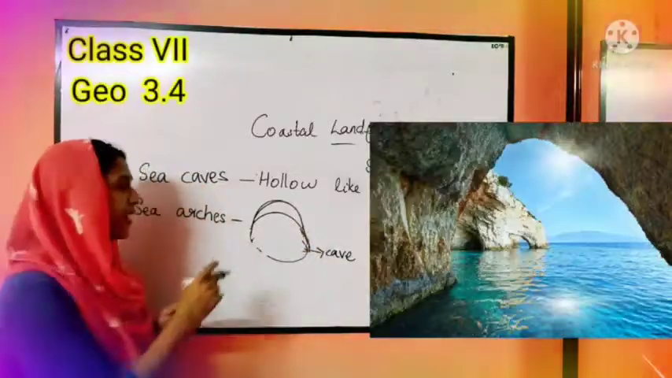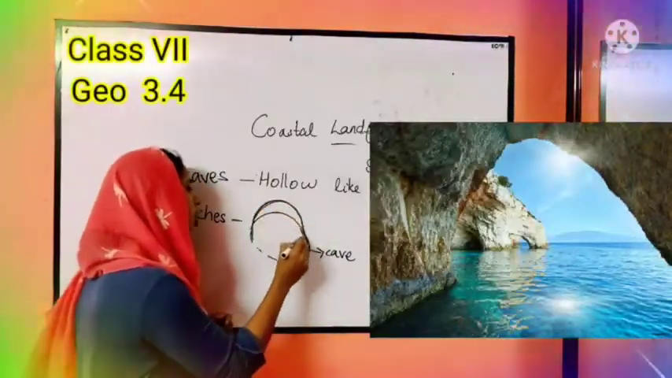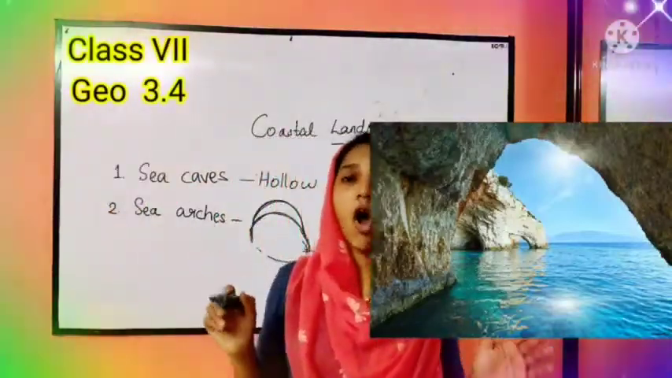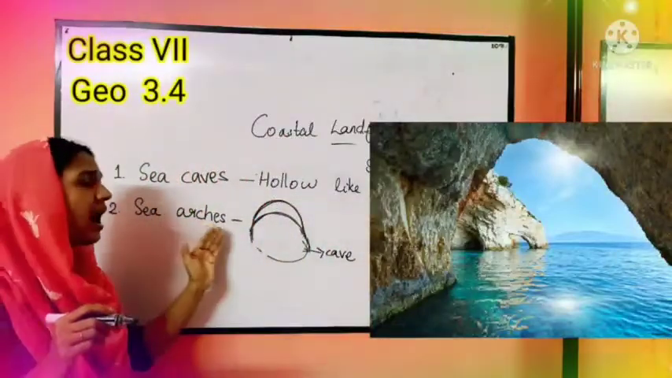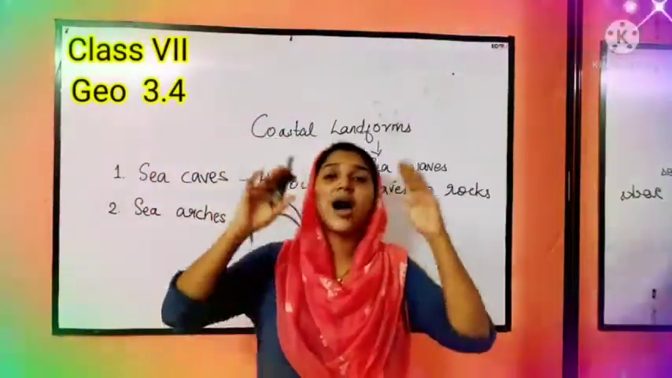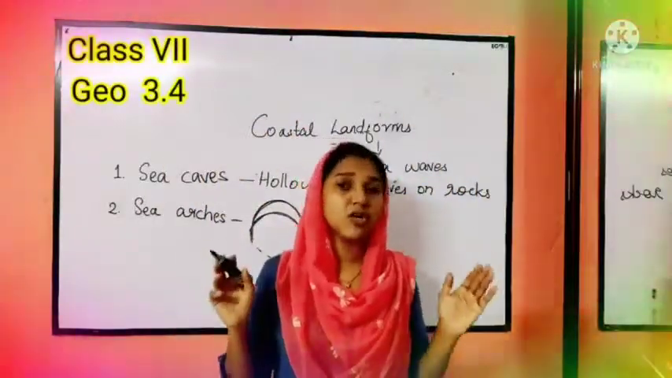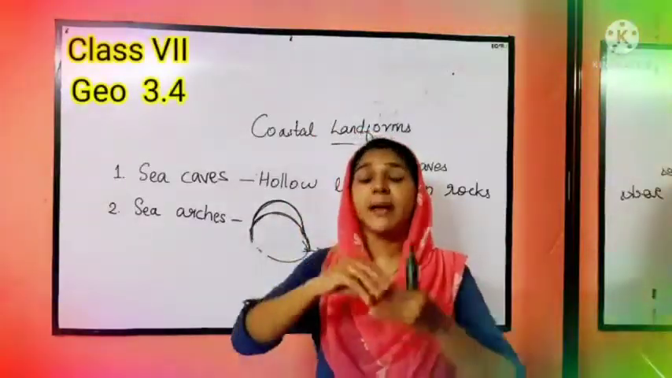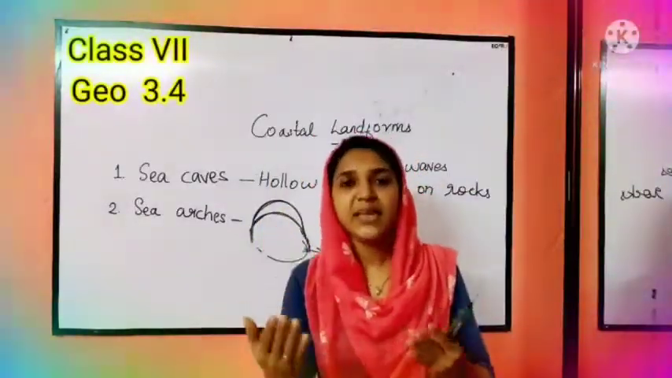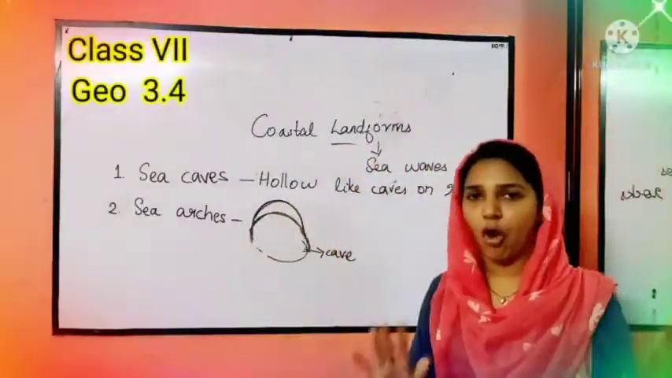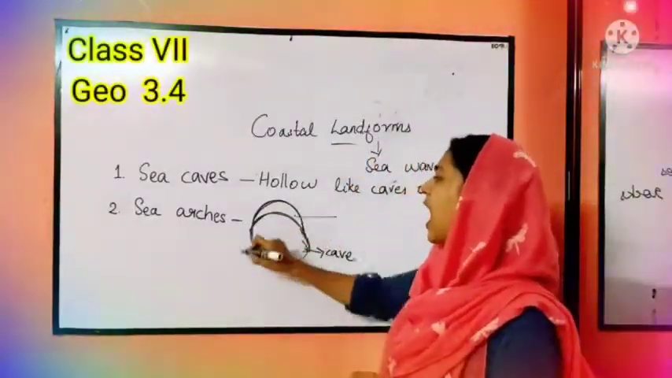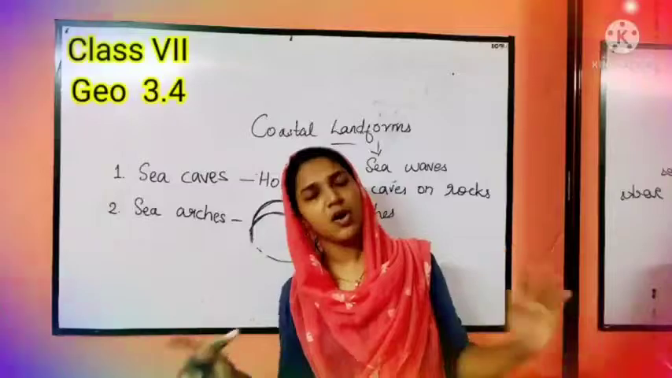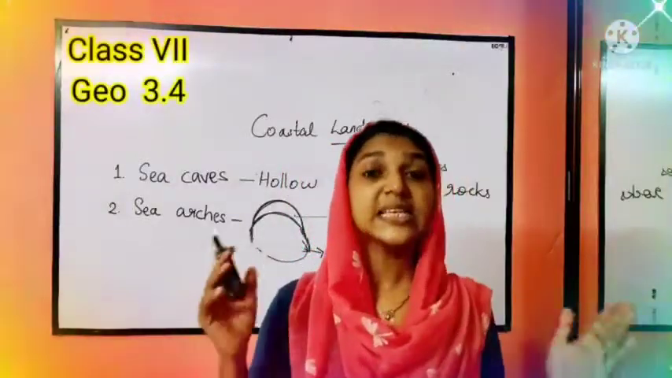After a long time, only an arch form of the rock remains. And these arch-like rocks are called sea arches. Arch-shaped rocks can be seen in the coastal areas. Holes on the rocks become bigger and bigger and it becomes an arch-shaped rock. These arch-shaped rocks are called sea arches. Clear, students? Okay. So the next one is stack.